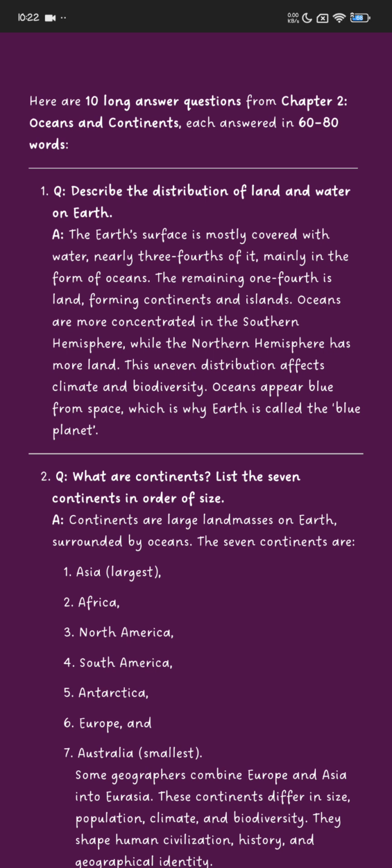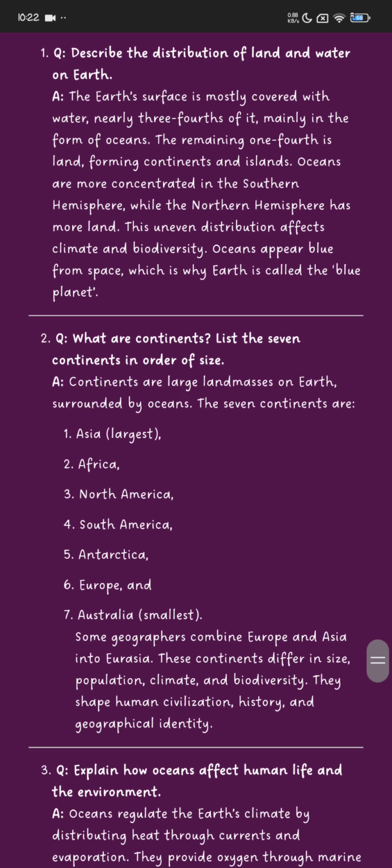Oceans are more concentrated in the southern hemisphere, while the northern hemisphere has more land. This uneven distribution affects climate and biodiversity. Oceans appear blue from space, which is why Earth is called the blue planet.